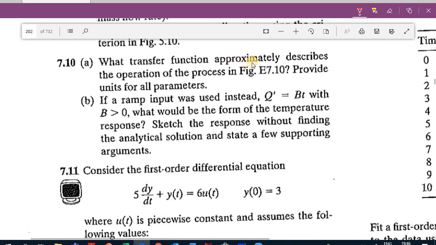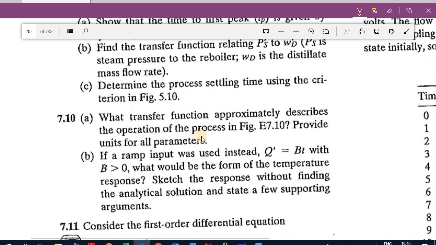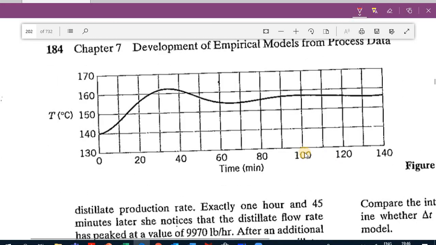What transfer function can you get? Yes, that's what I want exactly. And then if there is a ramp input, what you're going to do. I'm not worried about the second part. So what transfer function approximately describes the operation of the process 7.10? Provide units for all parameters. So what do I have here? It's a second order shape.